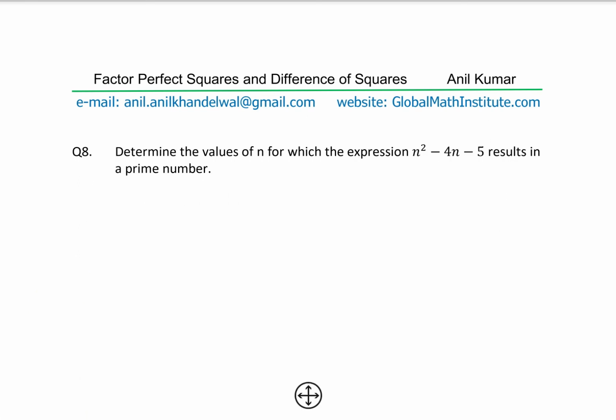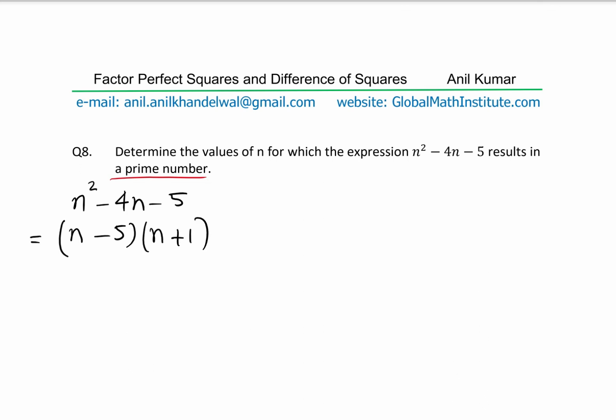Let's take the last question here, which is: determine the values of n for which the expression n squared minus 4n minus 5 results in a prime number. Now prime numbers have only two factors, keep that in mind, the number itself and 1. So when we talk about factors, we use product and sum to find the factors of the polynomial. So n squared minus 4n minus 5 can be factored as 5 is 5 times 1. So we can keep minus 5 and plus 1 to get minus 4. So those are the factored forms.